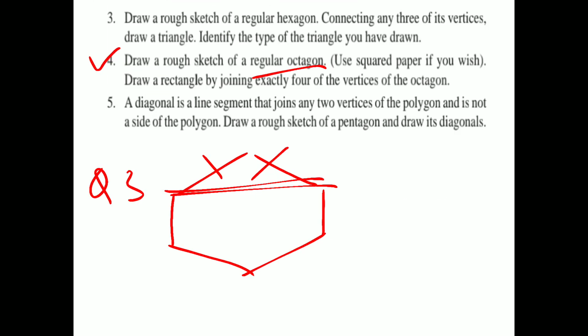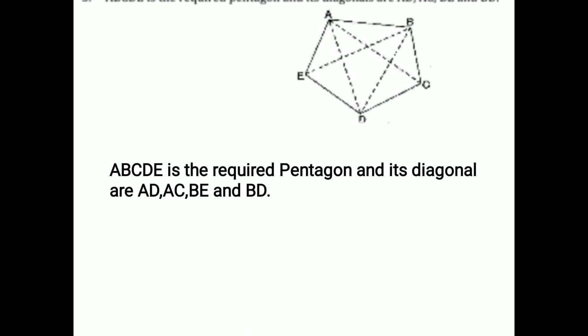Then comes the 5th one. A diagonal is a line segment that joins any 2 vertices of a polygon. It is not a side of the polygon. And draw a rough sketch of first the pentagon and draw its diagonals. See, we have made a pentagon and its diagonals are AD, BE. Join all the diagonals AC, BE and BD.